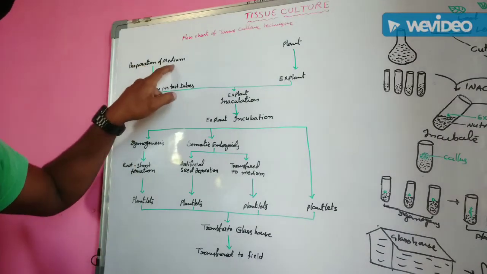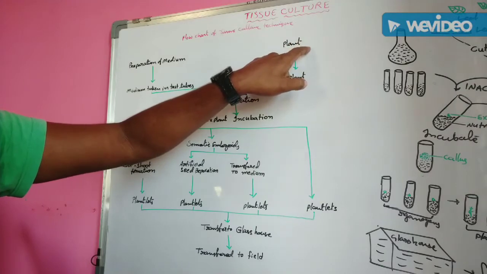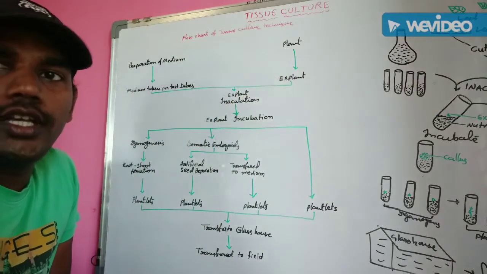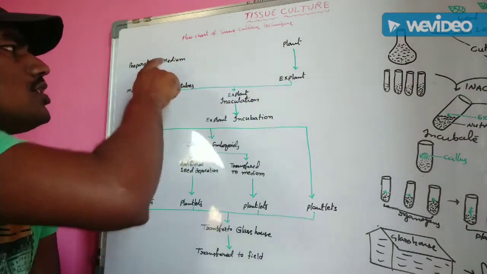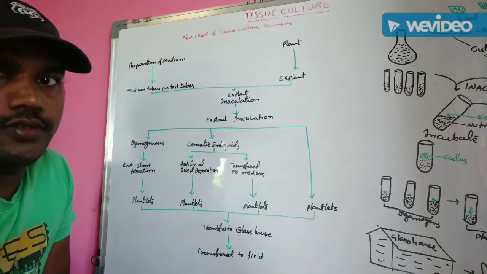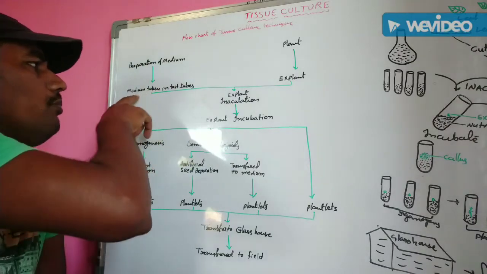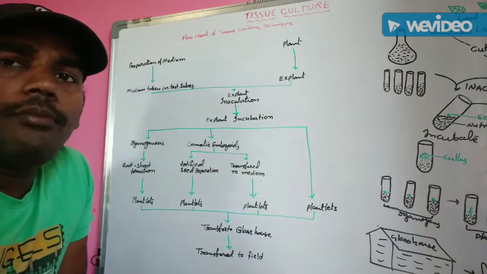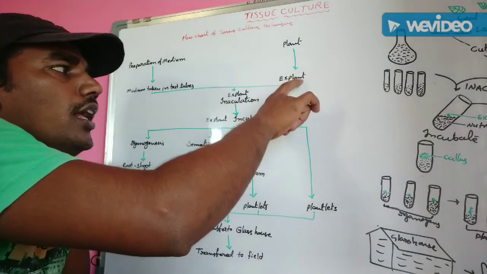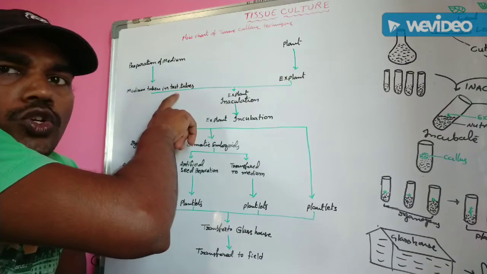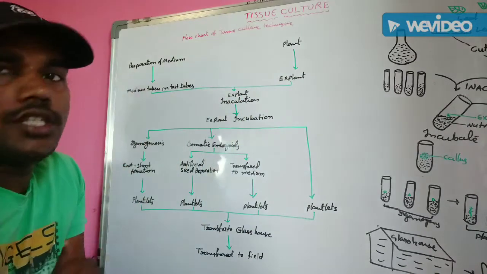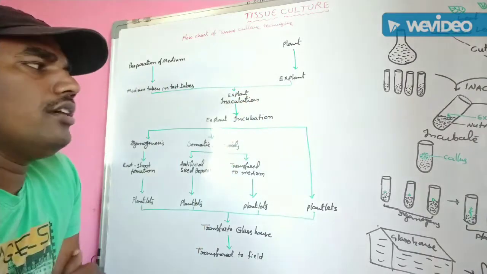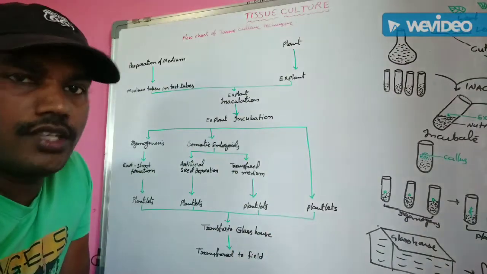Next, the flow chart of tissue culture. This one is the preparation of medium. This one, plant. We are taking the explant from the plant after sterilization only. Sterilization. Next, preparation of medium. The medium is also sterilized. After sterilization, you take the medium into small test tubes. Then, under laminar airflow sterilized conditions, you inoculate the explant into the test tube nutrient medium. Explant inoculation. After inoculation of the explant, it is incubated for 3 to 4 weeks.